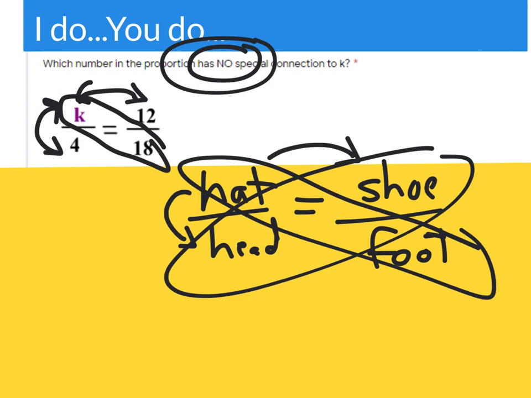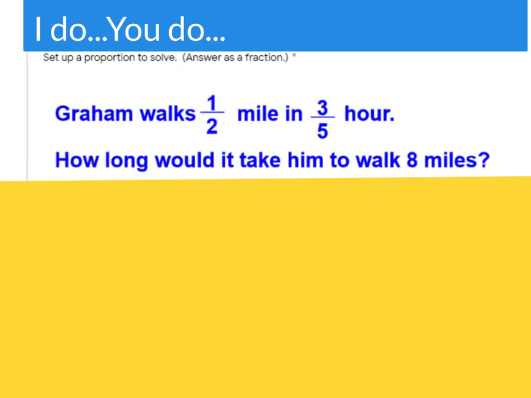So the one that has nothing to do with k is 18. If I asked you which one has nothing to do with 4, your answer would be 12. The one diagonal has nothing to do with it. We can use it to solve with cross products, but it has nothing to do with it. It doesn't have a special relationship. It says set up a proportion to solve. So let me go ahead and get my proportion set up.